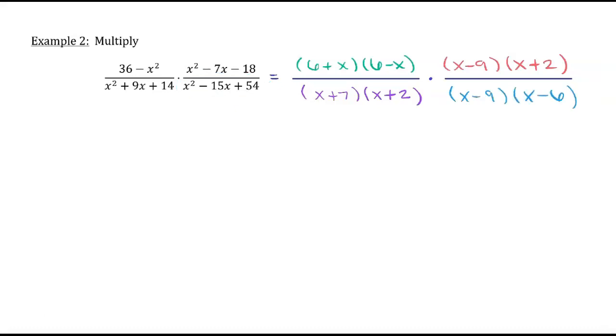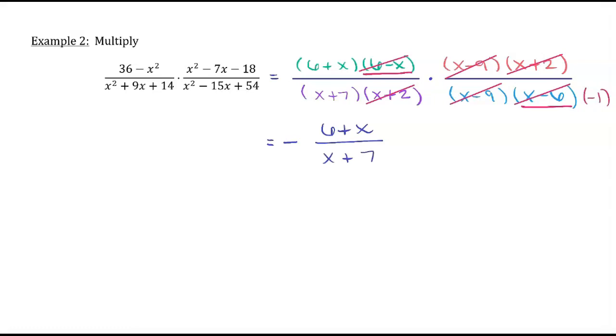Now that we have this completely factored, we look for common factors in the numerator and the denominator. We have common factors of x minus 9 and x plus 2. We also have a pair of opposites, 6 minus x and x minus 6. We know that opposites will simplify to a factor of -1 instead of +1. So when we cross them out, we must remember to leave in a factor of -1. Now this expression simplifies to -6 plus x in the numerator and x plus 7 in the denominator.